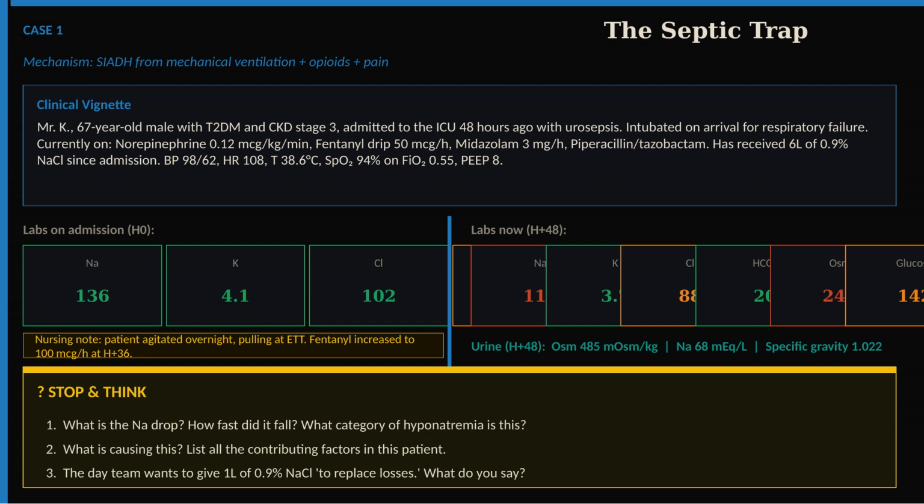Now stop and think. How big is this drop, and how fast? What category of hyponatremia is this? What's driving it? And there's more than one thing. And critically, the day team wants to give a liter of normal saline to replace losses. What do you tell them? Hold your answer. We'll break it down next.